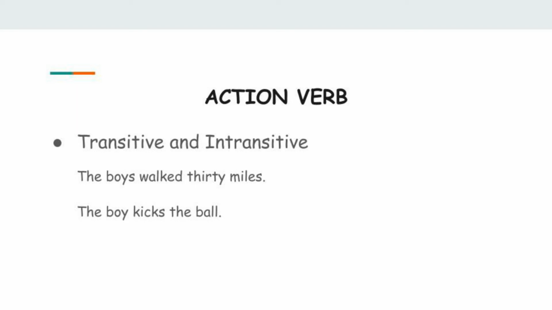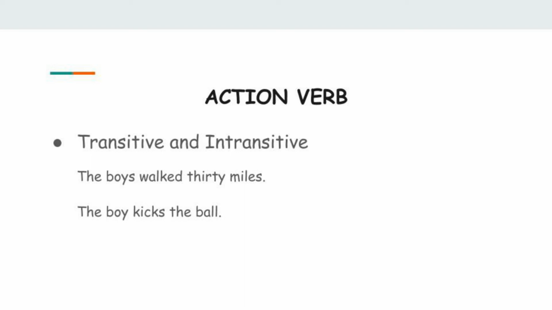Have a look at example number 1. The boys walked 30 miles. Here, first of all, find out the action verb. So here the action verb is walked, because what did the boys do? They walked. So the word walked is the action verb. Now, find out whether the word walked is a transitive verb or an intransitive verb.